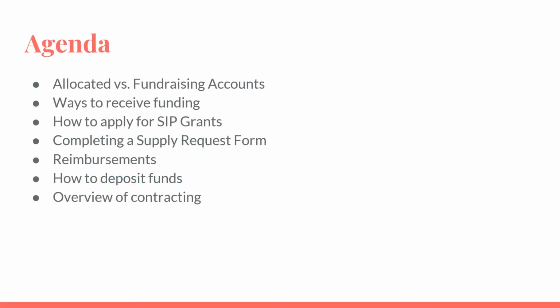During this training, we'll discuss the different kinds of accounts your organization has access to in addition to ways to receive funding. Then we'll cover how to apply for SIP grants and how to complete a supply request form to gain access to those grants. We will also discuss how to receive reimbursement, how to deposit funds, and finally, we'll provide an overview of contracting.